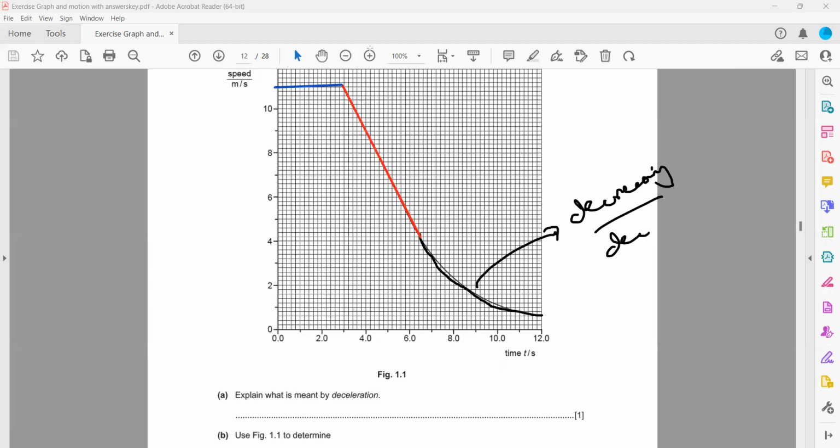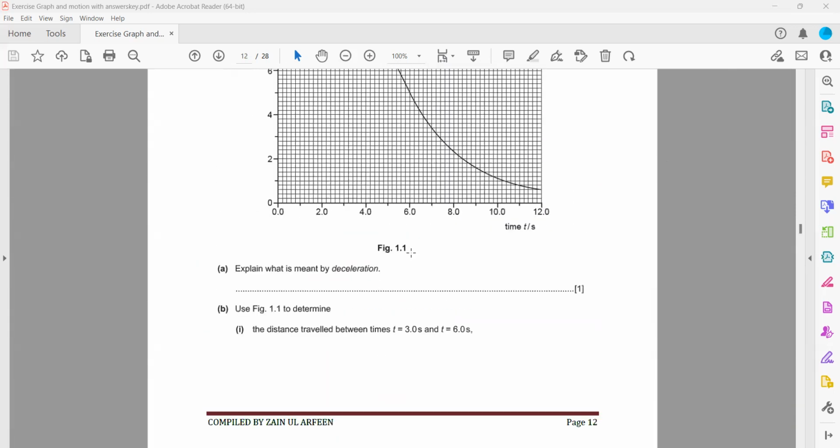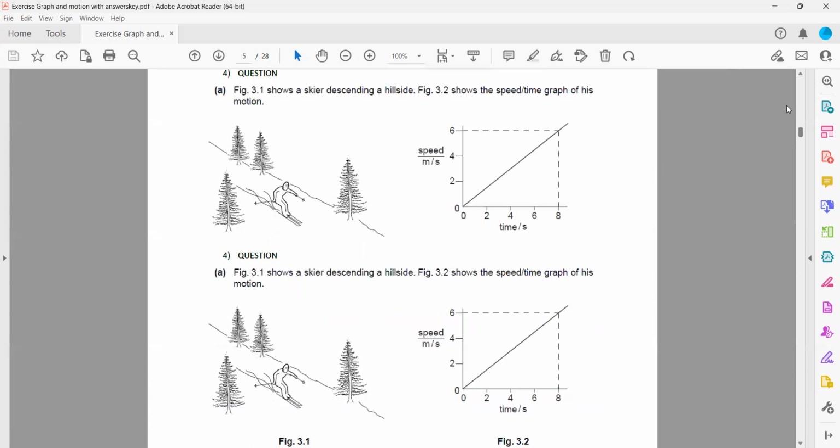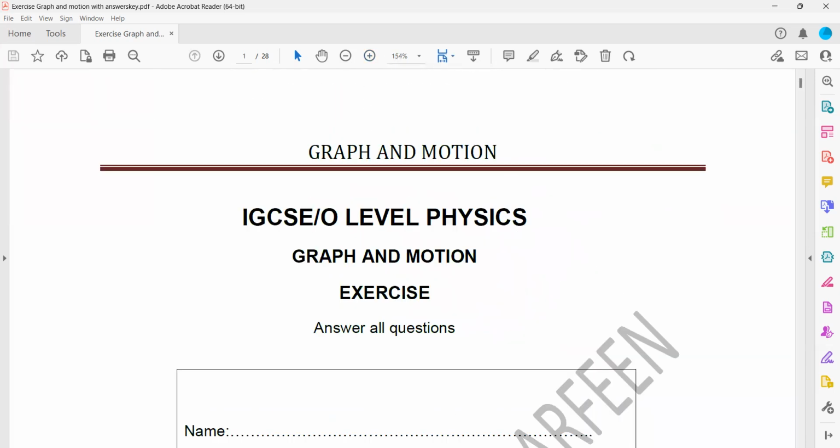So these are some questions from graph and motion. Next session, we'll do some different exercises like this, some questions from this and some from other exercises. Any question or doubt related to the session today?